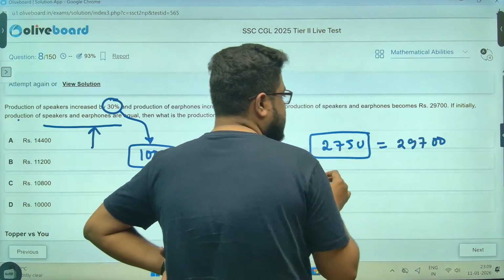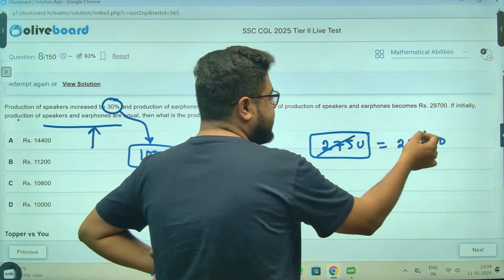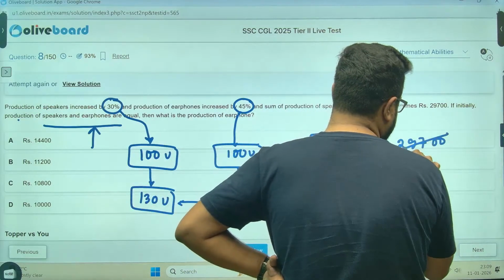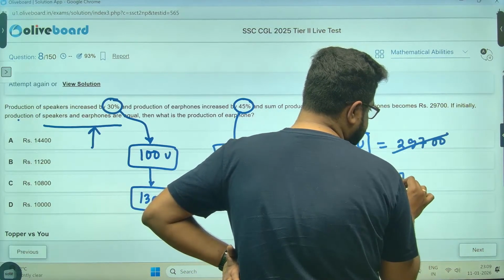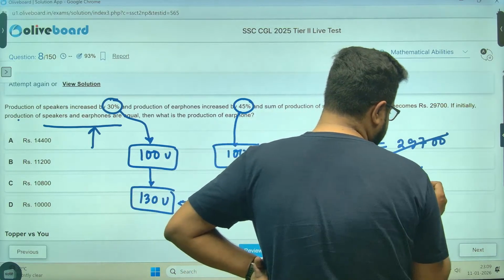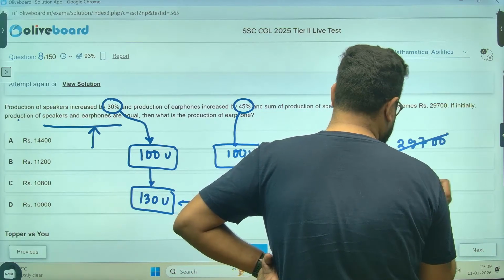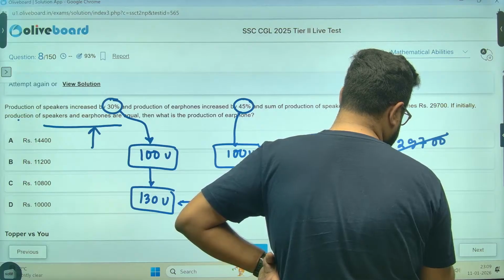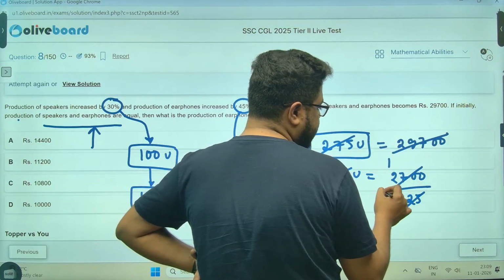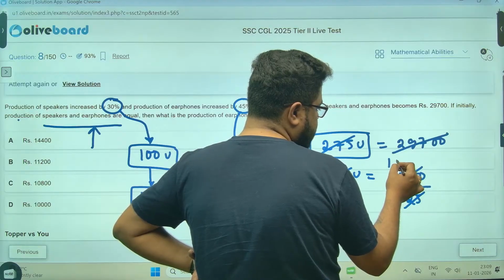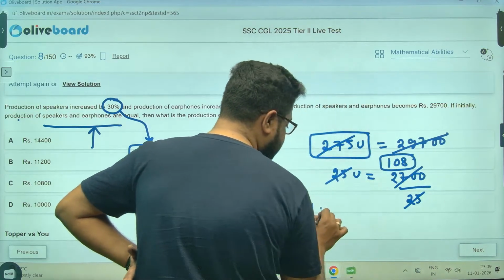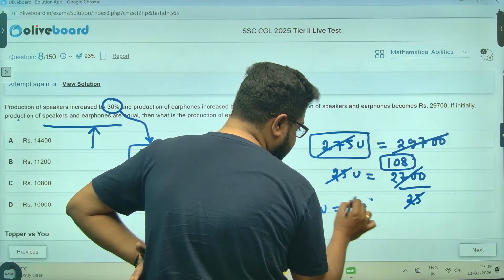297,000. It is clearly divisible by 11. So 11 27s are this. Okay. So if you divide by 25, 25, 25. This will go 108. So 108 is the value of 1 unit. 1 unit is equal to 108, sir.